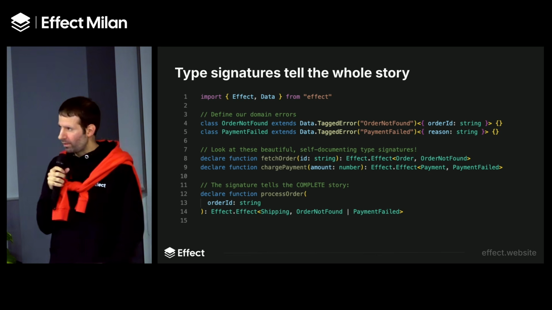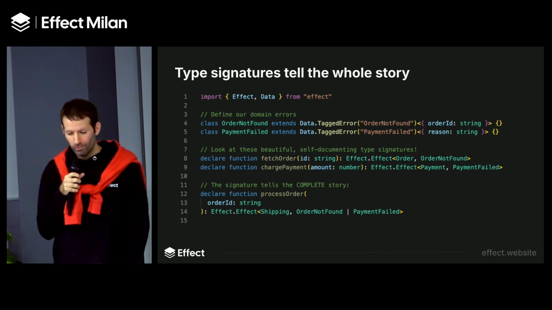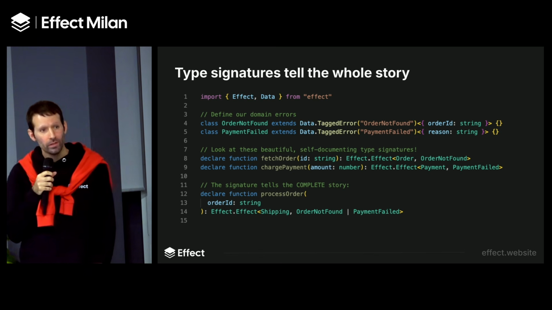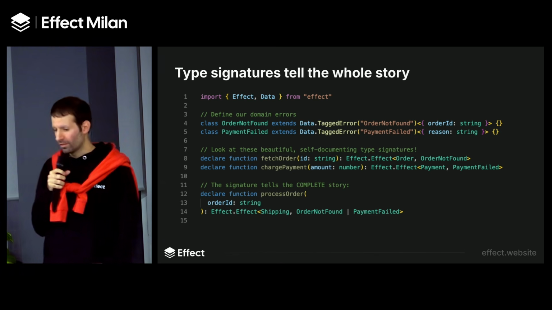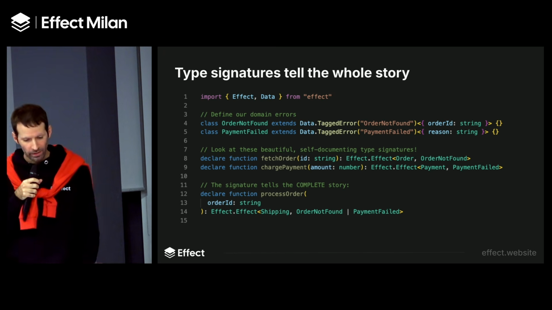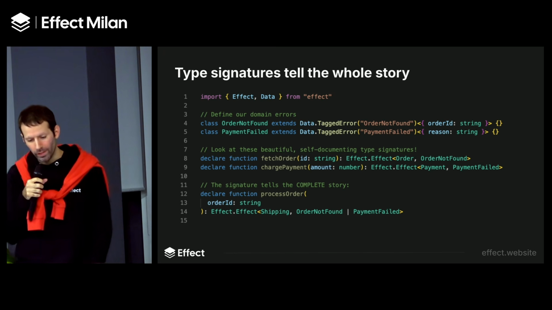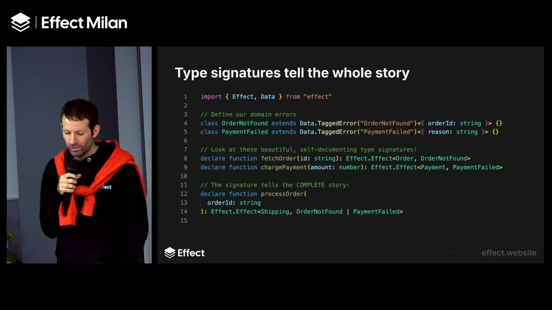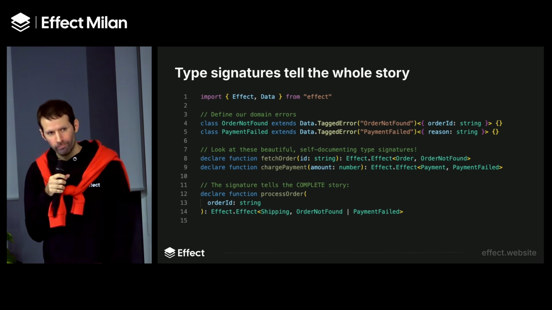And now, let's focus on our type signature. Look at what happens. They are now self-documenting contracts. Let's try to read the signature of processOrder. It says that processOrder takes in an order ID and returns an Effect that may succeed with the shipping or fail with an OrderNotFound or PaymentFailed.